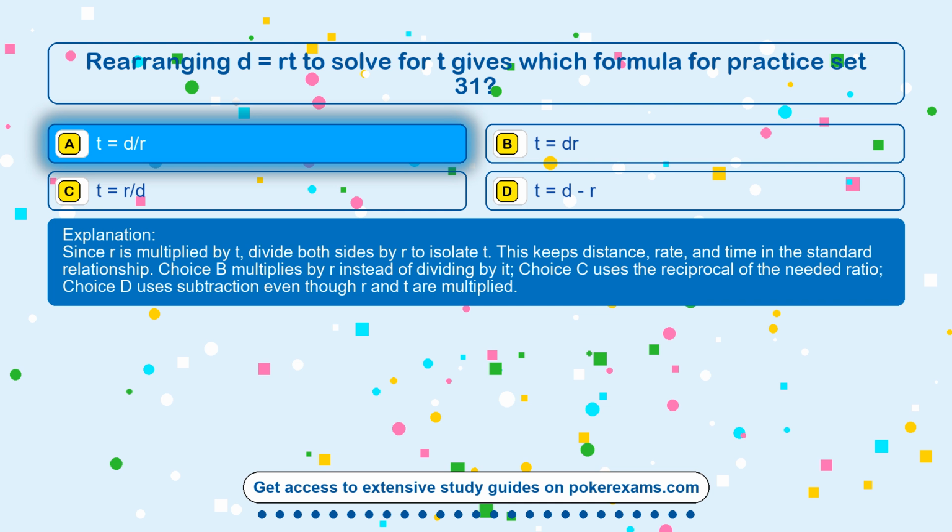Choice B multiplies by r instead of dividing by it. Choice C uses the reciprocal of the needed ratio. Choice D uses subtraction even though r and t are multiplied.